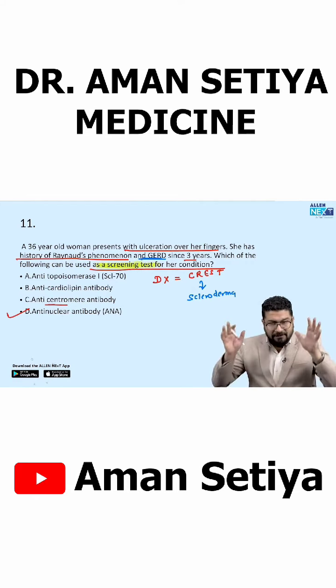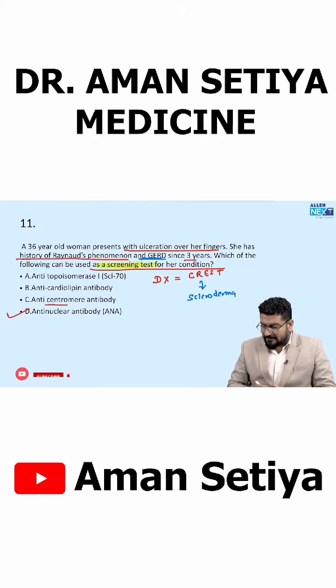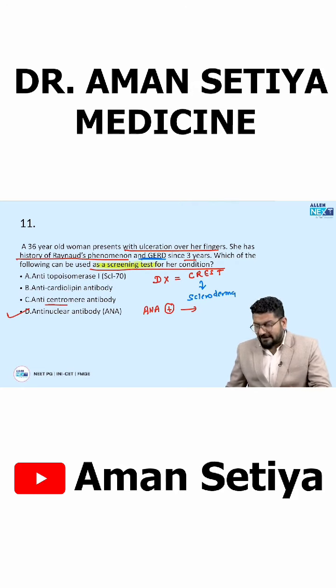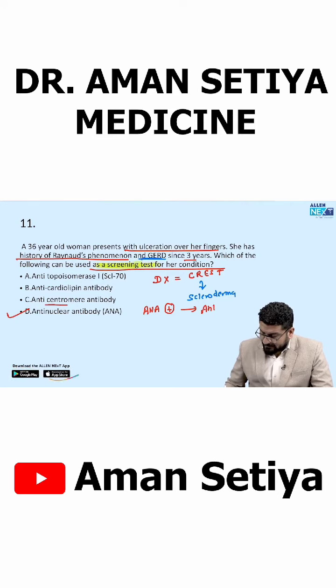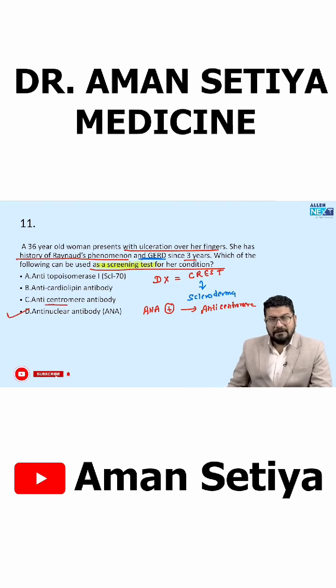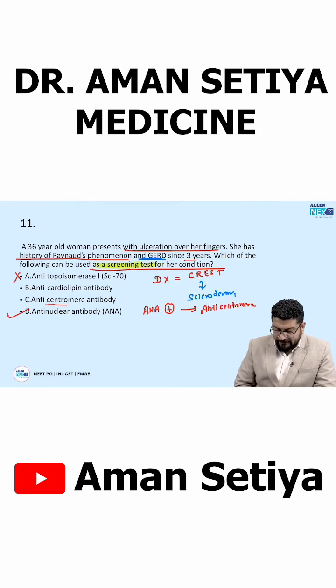Whenever we suspect a case of scleroderma, the first test we will do is ANA. If ANA turns out to be positive, then we check for a specific antibody. If we are suspecting CREST syndrome, it will be anti-centromere. If it is the systemic form, then we will check for anti-topoisomerase. This is for systemic sclerosis, again a specific antibody. Anti-centromere is the specific antibody for CREST syndrome. Anti-cardiolipin we see in APLA syndrome. So that is again for screening.